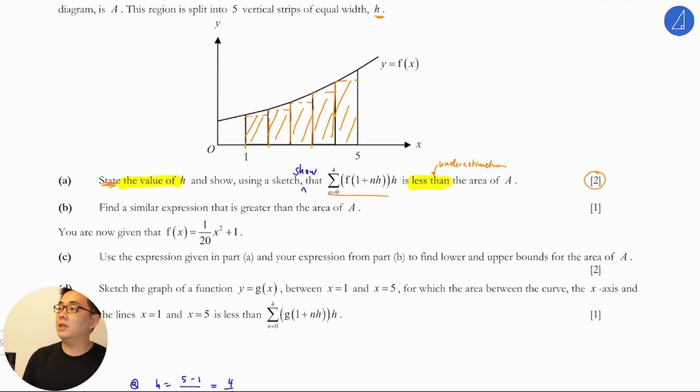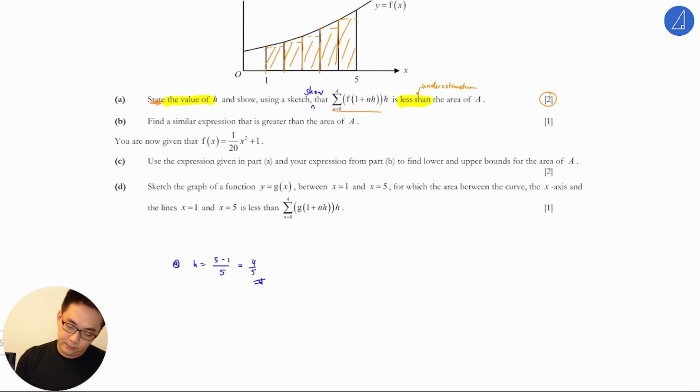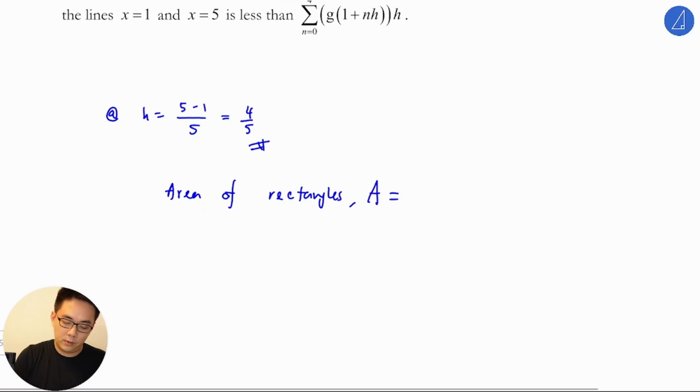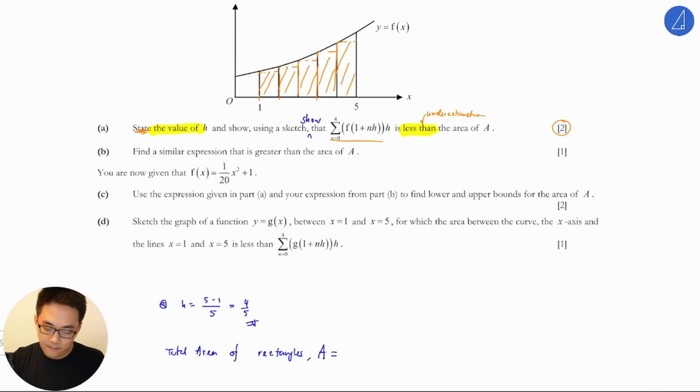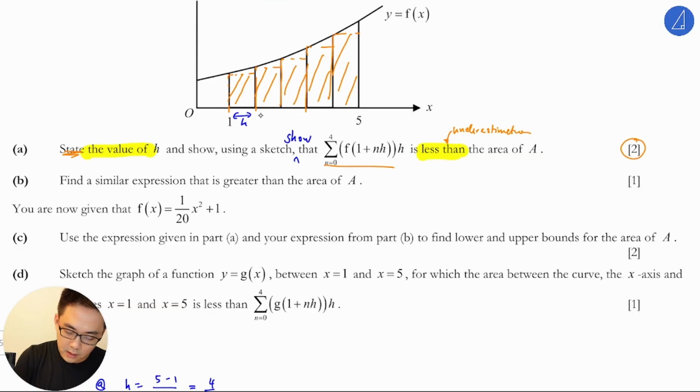So like I say, using the sketch, the good thing is you don't need to sketch. You can just draw on the diagram, it's only 2 marks. So I don't think you need to write like I write. I usually will write in detail, but you can choose not to. But what you do is the area of rectangles, the total area. This is h, this is h, this is h. These are all h, guys.